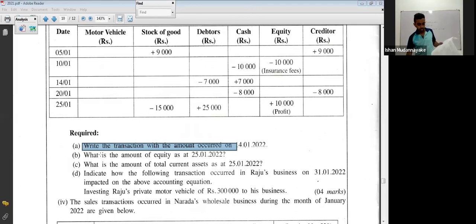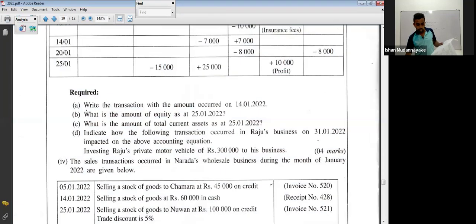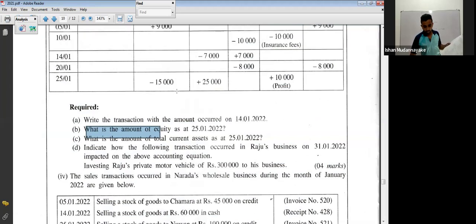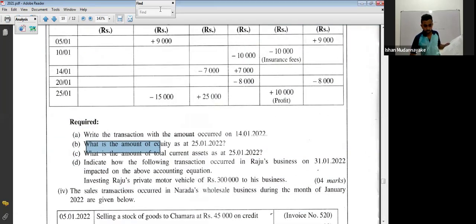For students in my class, this type of question will not be a big issue. Right. B: what is the amount of equity as at 25th January 2022? What is the amount of total equity, how much?